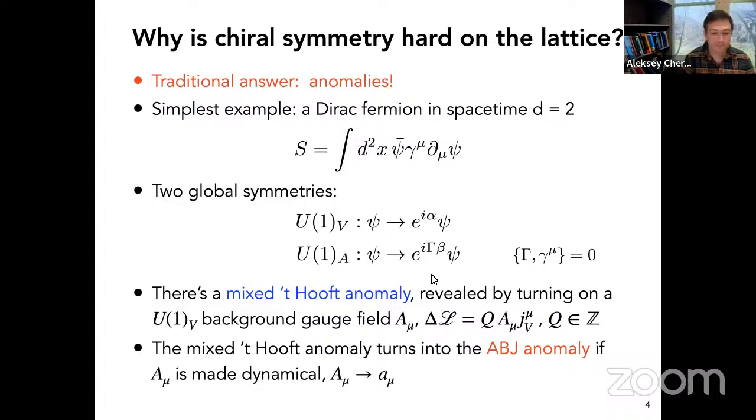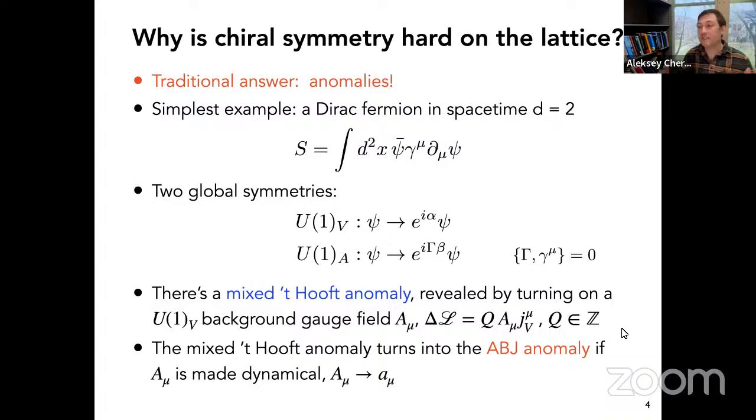And a famous thing here is that this free Dirac fermion and its symmetries have a mixed 't Hooft anomaly in this model. To see it, one of the things you could do is turn on a background field coupling to the U1V symmetry, the vector-like symmetry. So that would mean that you take your Lagrangian, psi bar gamma mu d psi, and add to it Q times your background gauge field capital A and then the current associated with the symmetry, and then make Q an integer. And then you discover that having done this, the other symmetry is not conserved.